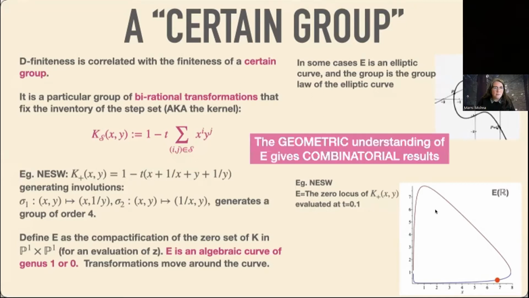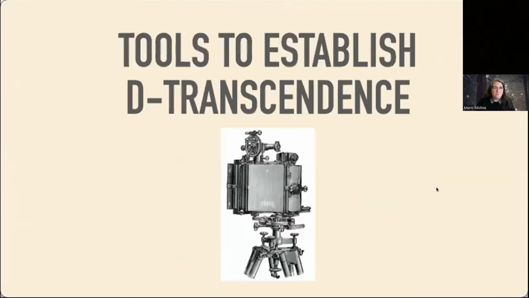Okay. So the geometric understanding of that kernel solutions actually gives you a lot of combinatorial results. I think that's really beautiful. I really love that story. Okay, so now let's go back to our question of differential transcendence and D-finiteness.